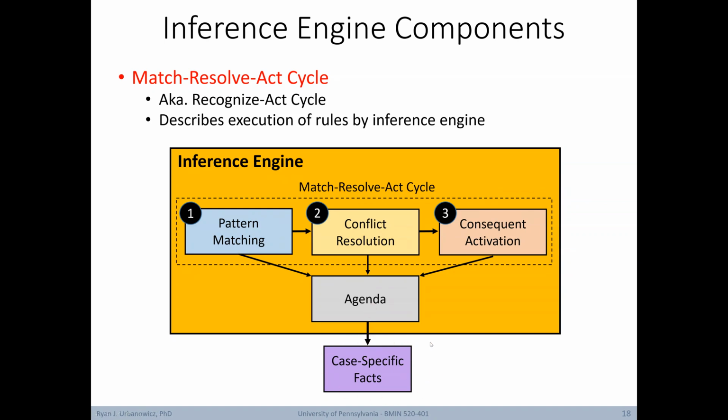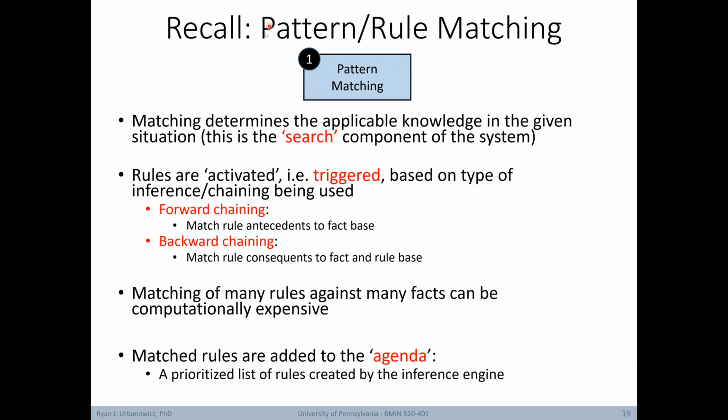to the knowledge base. Recall from our last lecture that we briefly discussed this idea of pattern or rule matching. This corresponds to this component of the inference engine. Again, matching determines the applicable knowledge in the given situation. This is the search part of the system. Rules become activated or triggered based on the type of inference or chaining being used. In this case, either forward chaining or backwards chaining. Any matched rules are added to the agenda, as we just mentioned. And again, this is a prioritized list of rules created by the inference engine.